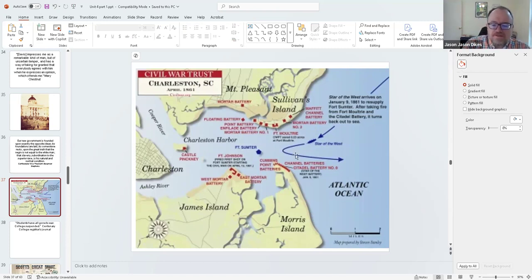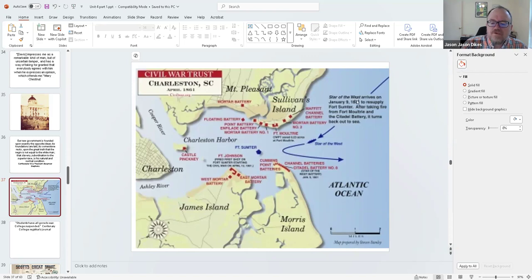One place that the Union did not give up was Fort Sumter. It is essentially a large rock out in the middle. This is Charleston, South Carolina, that surrounds it. You can see the city of Charleston and the other places. And the Union was attempting to hold on to it for as much as possible.